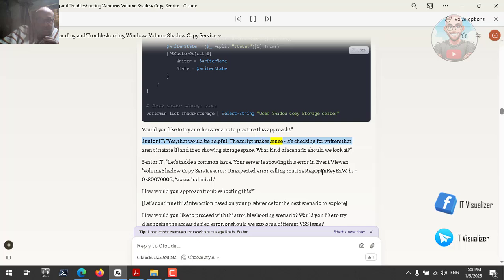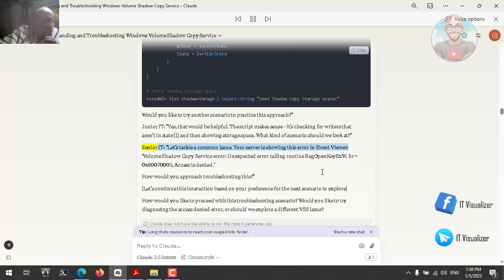The script makes sense. It's checking for writers that aren't in state 1 and then showing storage space. What kind of scenario should we look at? Senior IT. Let's tackle a common issue.